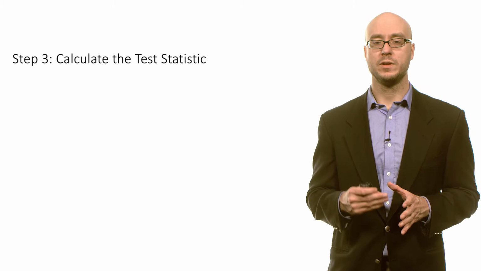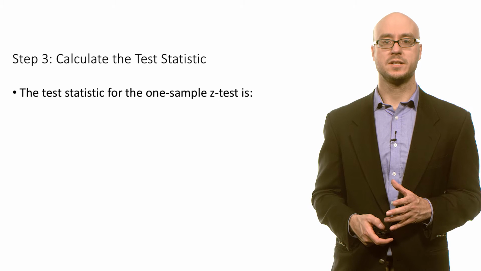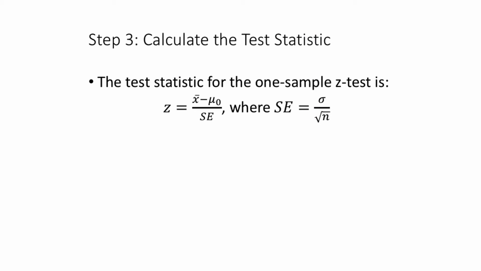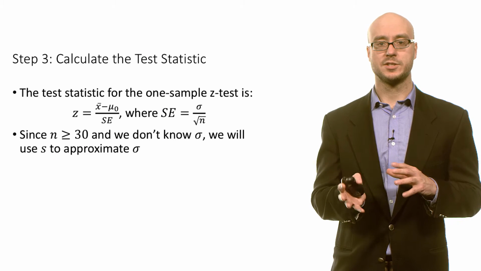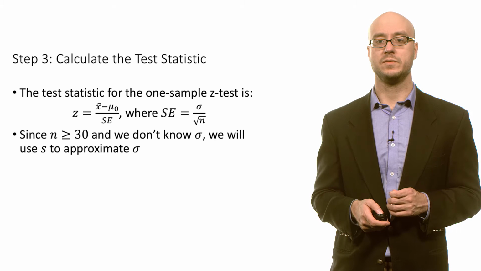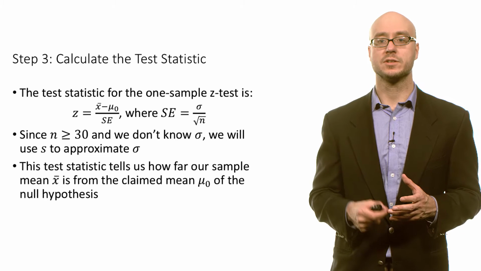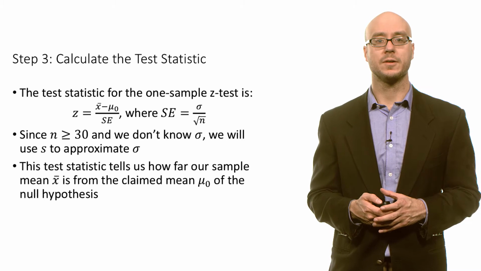For step 3, we then calculate the test statistic. The test statistic for a one-sample z-test is given by the sample mean, which is a point estimate for the population mean. So we take our sample mean, subtract the claimed value of the population mean, and we divide by the standard error, where the standard error is sigma, the population standard deviation, divided by the square root of the sample size. Since the sample size is greater than or equal to 30, and we don't know the population standard deviation, we're going to use the sample standard deviation as a point estimate for the population standard deviation. That will allow us to calculate the standard error.